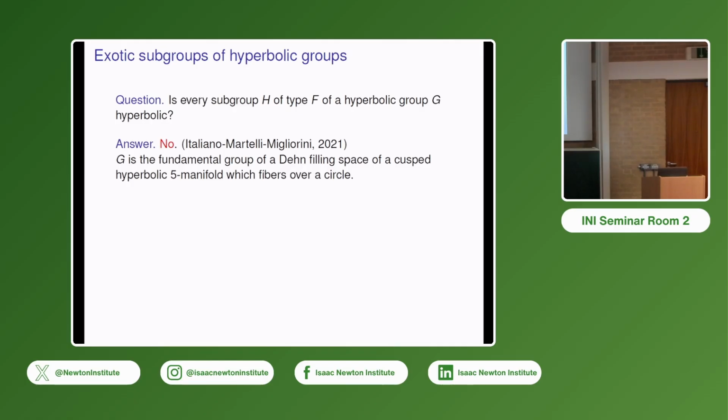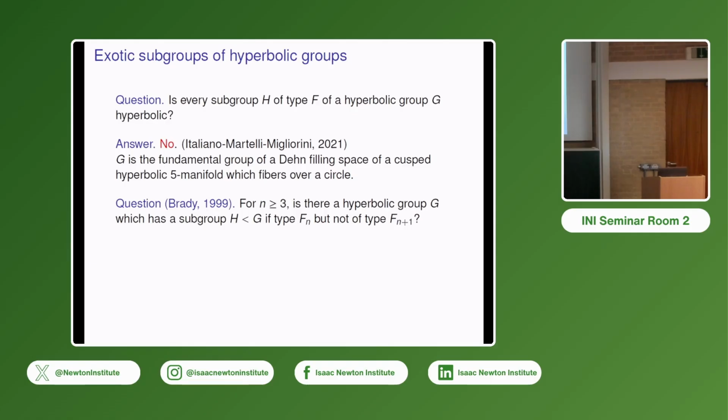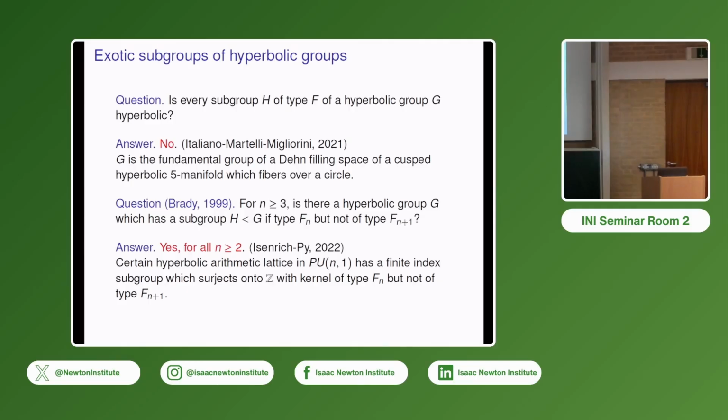And as we recently know, there's another reason to care about these groups. So that was very nice. Another well-known question, of Noel Brady, asks: for n greater or equal to 3, is there a hyperbolic group G which has a subgroup H of type Fn but not of type Fn+1? This was unknown until 2022, when Skipper and Py showed that certain hyperbolic arithmetic lattices in the projective unitary group have a finite index subgroup which surjects onto Z, with kernel of type Fn but not of type Fn+1.